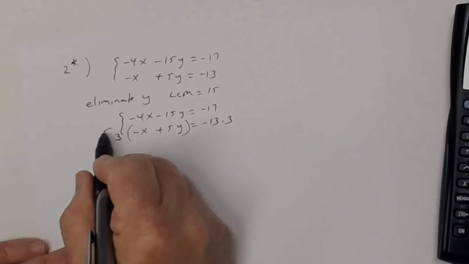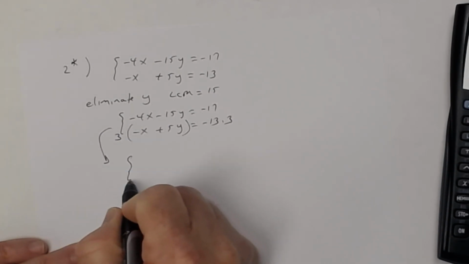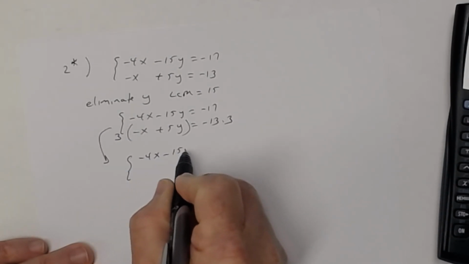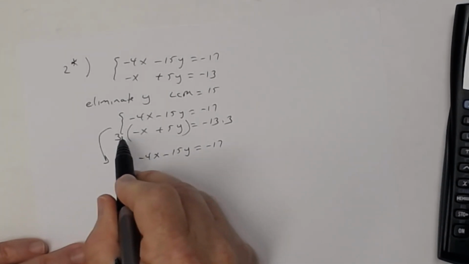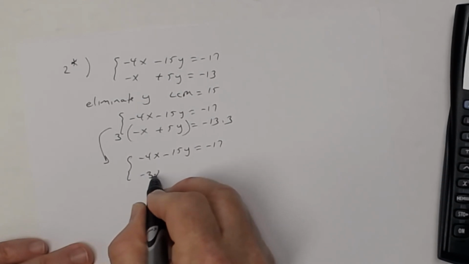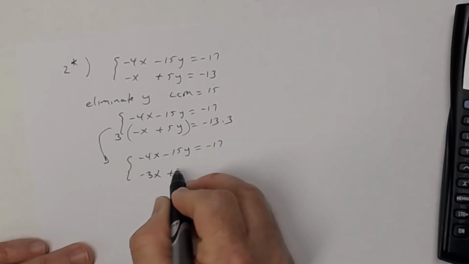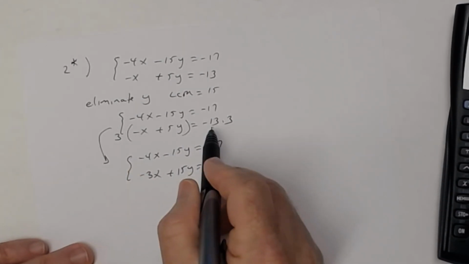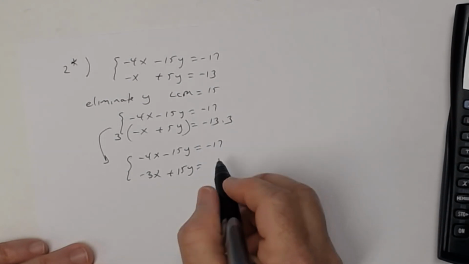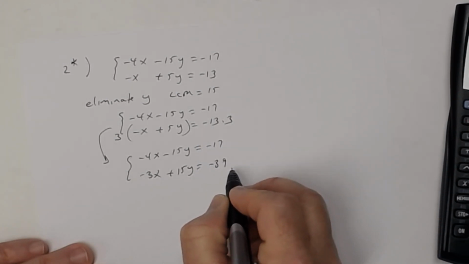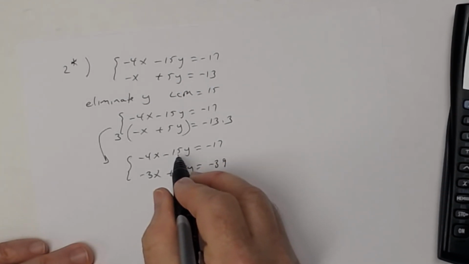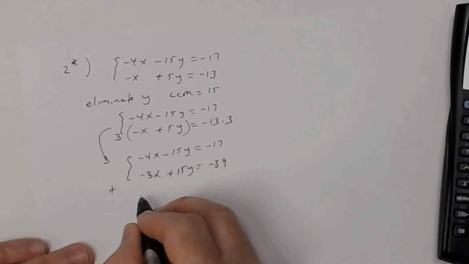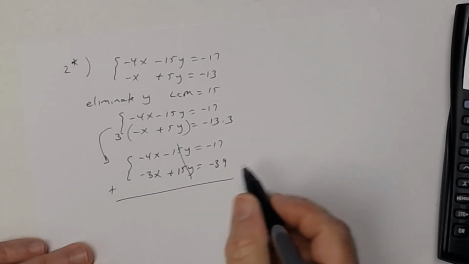So this becomes negative 4x minus 15y equals negative 17. Just use the distributive property. 3 times negative x is a negative 3x. 3 times 5y is positive 15y equals, and then negative 13 times 3 is a negative 39. Now, since these are opposites, negative 15y and positive 15y, I can add them up, and those are eliminated.